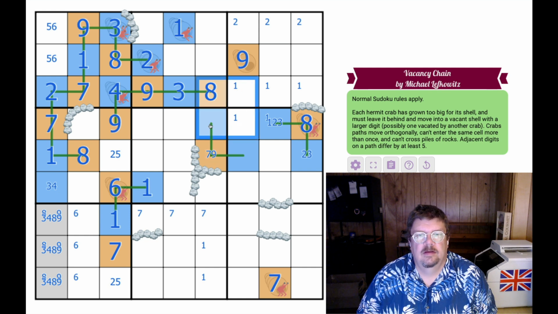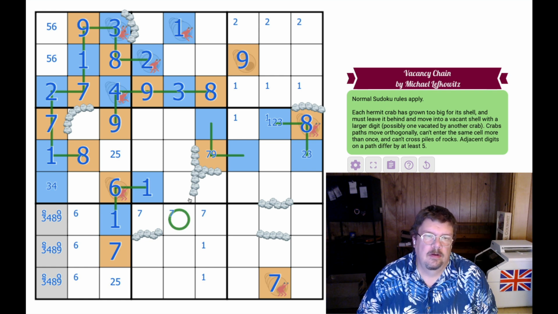Still don't know if it does that. Or do I? But what I do know, I think, is that cell is on the path because I've got to come down here somehow and I've got to get to this one. And the only way I can get to it is through this cell somewhere.